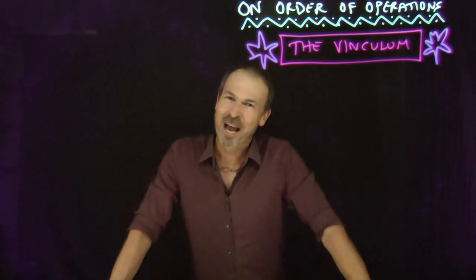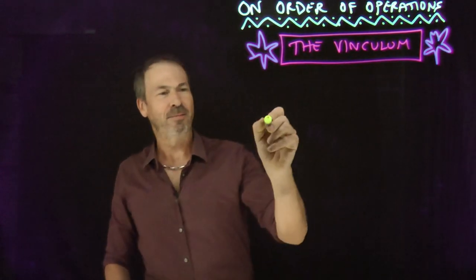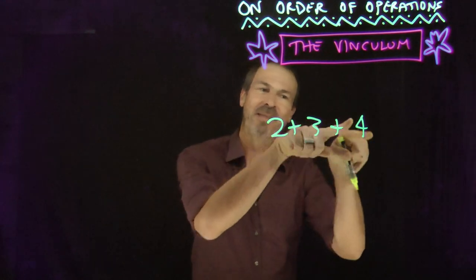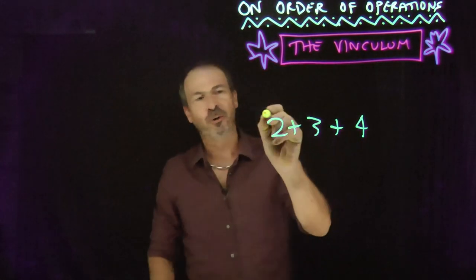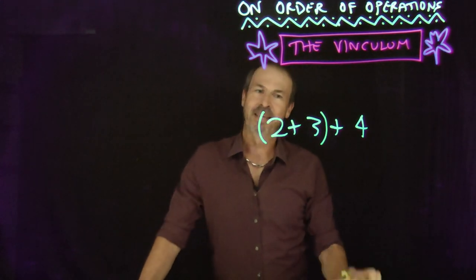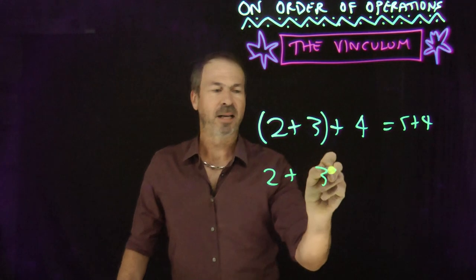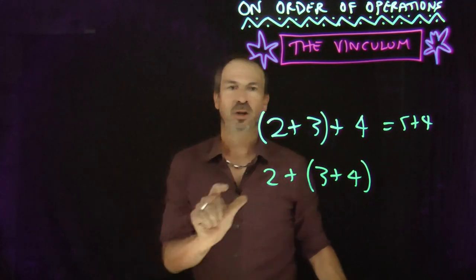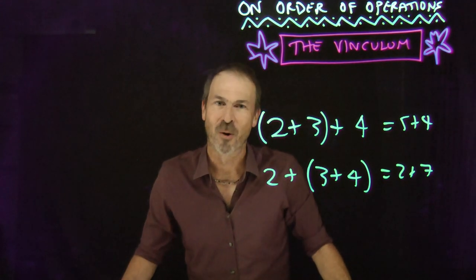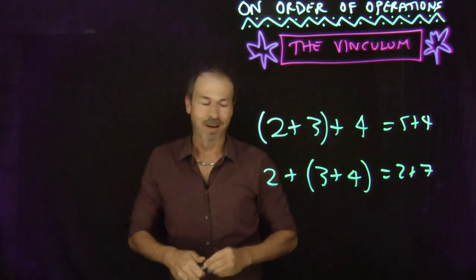But then in the 1500s and 1600s, people started using a second symbol for grouping. It's kind of sneaky. Suppose I wanted you to think 2 + 3 first and then add 4. So instead of doing a horizontal bar, people actually also started using parentheses. Think of this as 5 + 4 to get 9. Or if you want to go the other way around, think of 3 and 4 grouped together first, 2 + 7. Think of it that way by putting parentheses around the 3 and the 4. So parentheses started being used in the 1500s and 1600s at the same time.